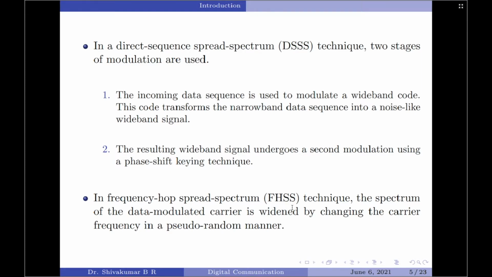On the other hand, in the frequency hop spread spectrum, we perform the spreading operation by changing the carrier frequency at regular intervals of time. So, DSSS is an instantaneous spreading technique, whereas FHSS is a linear spreading technique. You should note these modulation techniques are known since 1940s and have been used in military communication systems from 1950s.